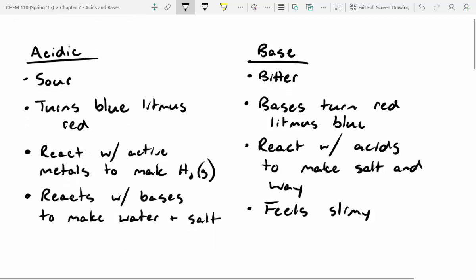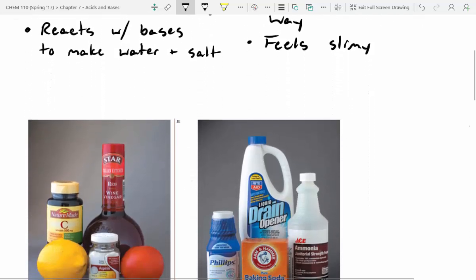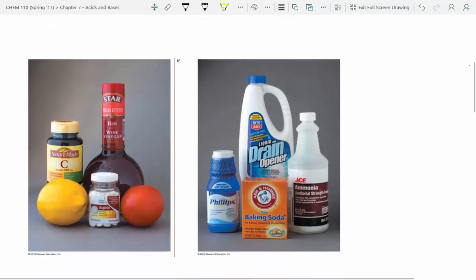All right, so let's look at some household items. I want you guys to help me decide which one's the acidic sample and which one's the base sample. Base on the right, acid on the left. Why acid on the left? Yeah, we've got some lemons in there. We've got vinegar in there. That's also pretty sour. Where bases are things like baking soda, ammonia, drain cleaner, even the antacids that you take.